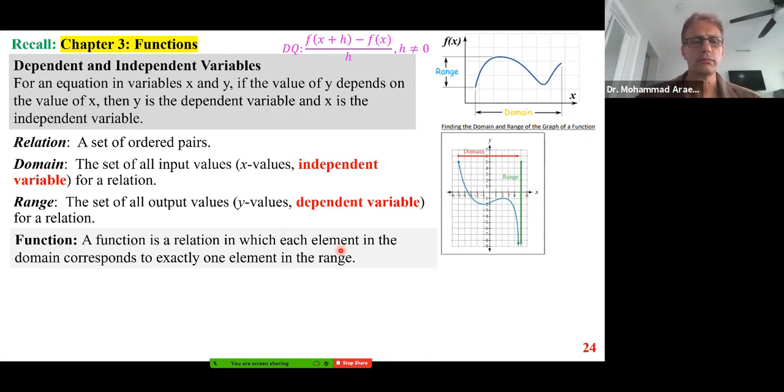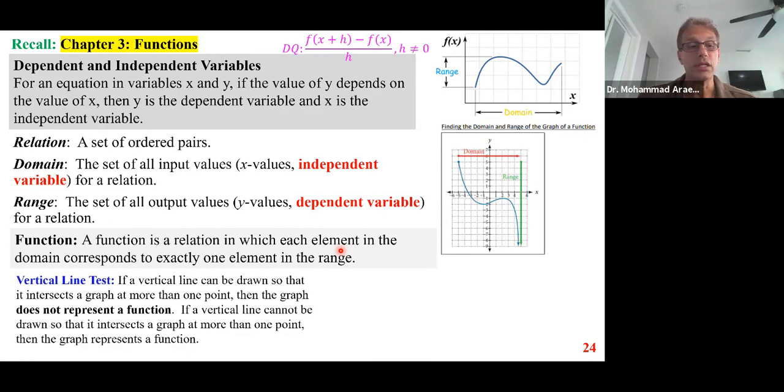Function. A function is a relation in which each element in the domain corresponds to exactly one element in the range, and therefore it can pass the vertical line test. If a vertical line can be drawn so that it intersects a graph at more than one point, then the graph doesn't represent a function. If a vertical line cannot be drawn so that it intersects a graph at more than one point, then the graph represents a function.